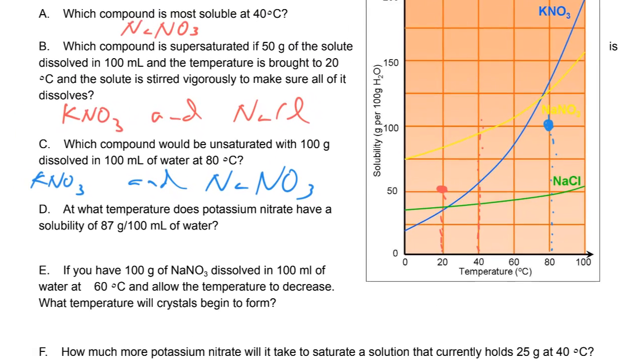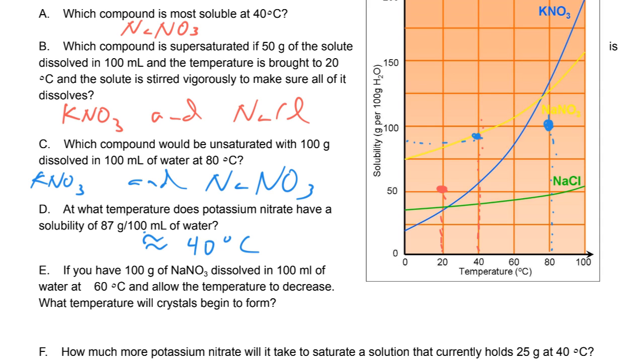All right, at what temperature does potassium nitrate have a solubility of 87? So I'll estimate about where 87 is and come across to my potassium nitrate. I think it's going to hit right about there. So I'll say approximately 40 degrees Celsius.